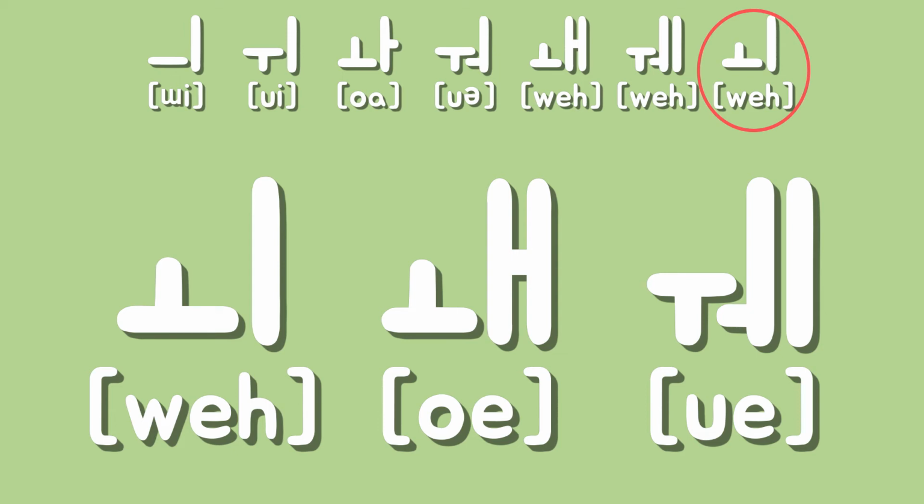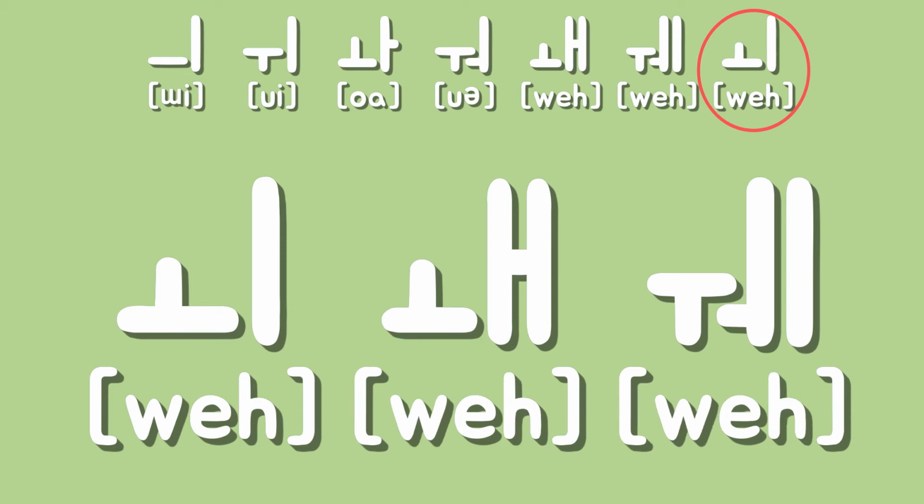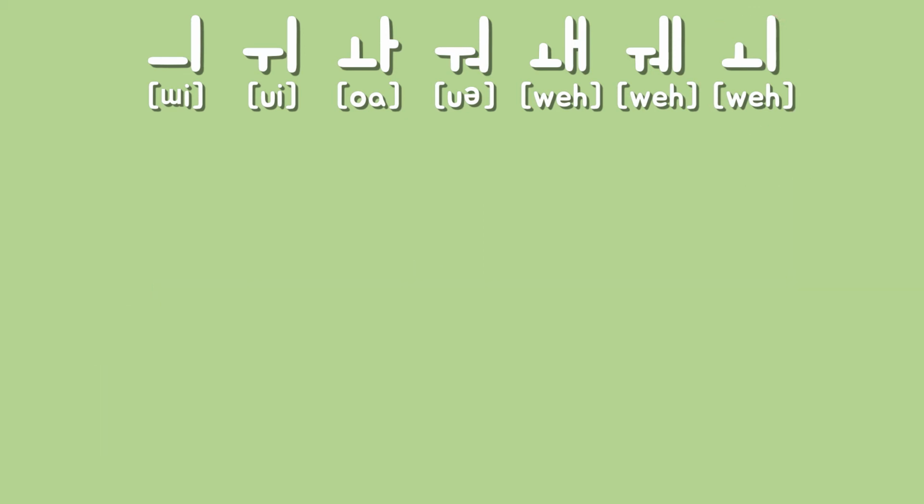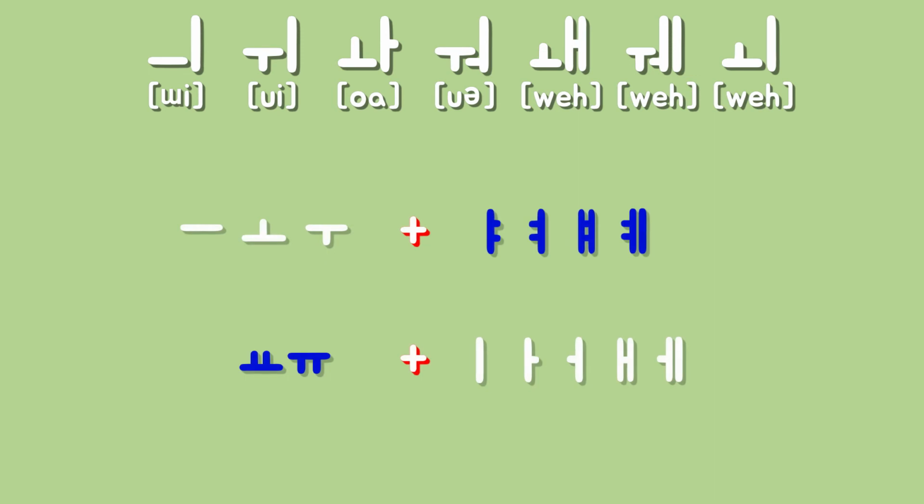So, here's the tip. The last 3 composite vowels sound the same, exactly the same. Another tip. Y-fied vowels do not build up composite vowels. They are totally excluded.